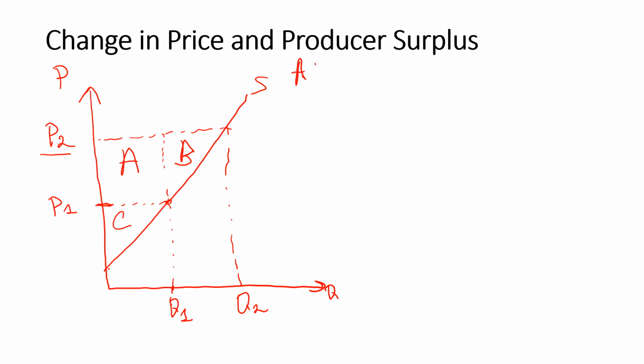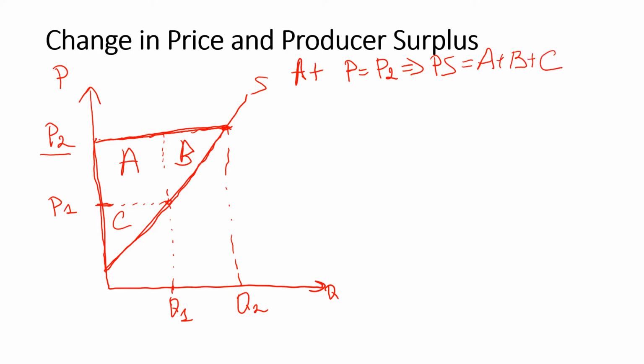Remember, at price equal to price 2, producer surplus is the area below the price and above the supply curve. So it's everything that is below this price, where we meet the supply curve. I'm going to go along the supply curve, take everything that is above this supply curve, and then close this triangle along this price line. Therefore, producer surplus is going to be area A plus B plus C. It's kind of like a puzzle that you need to solve.